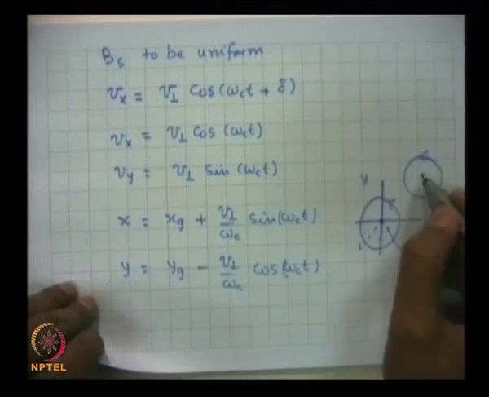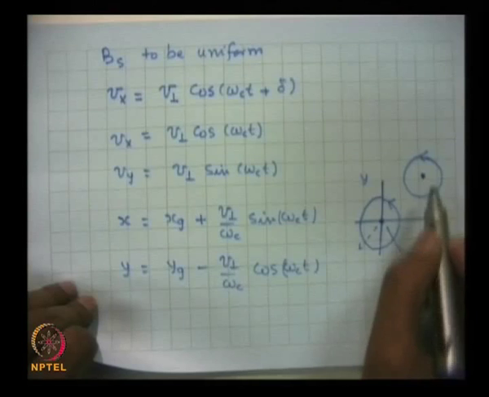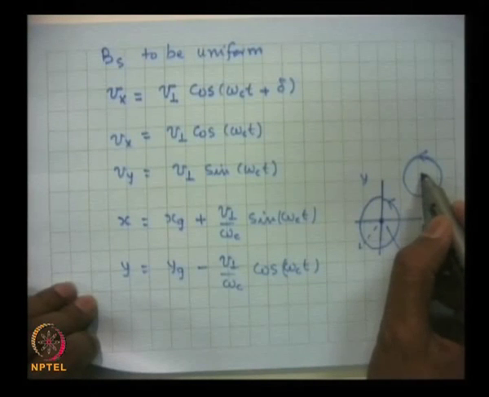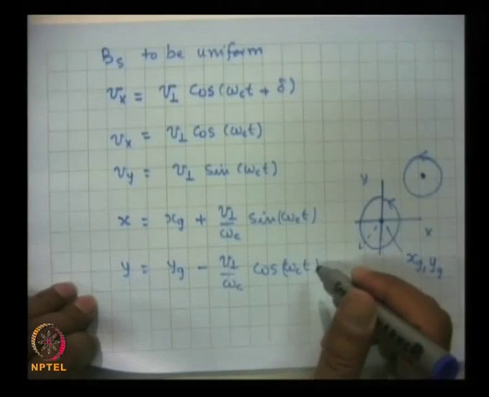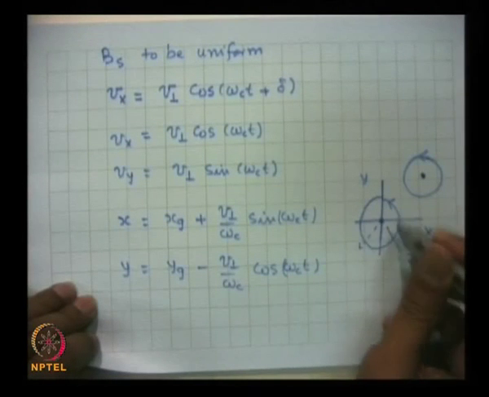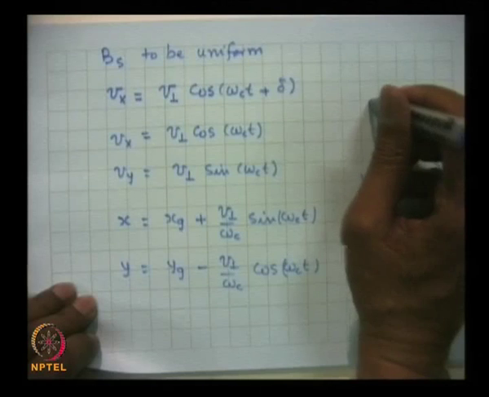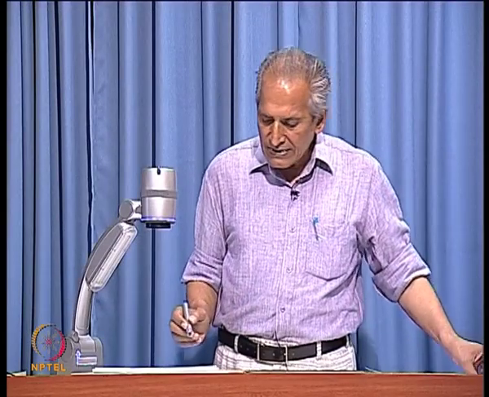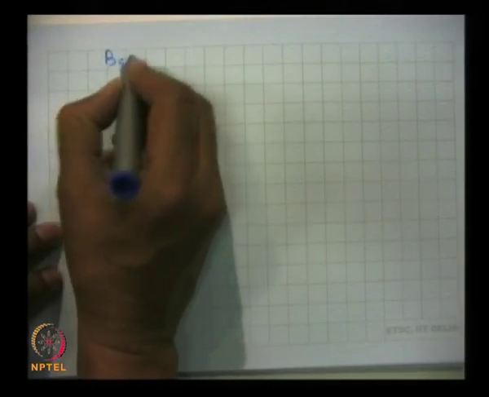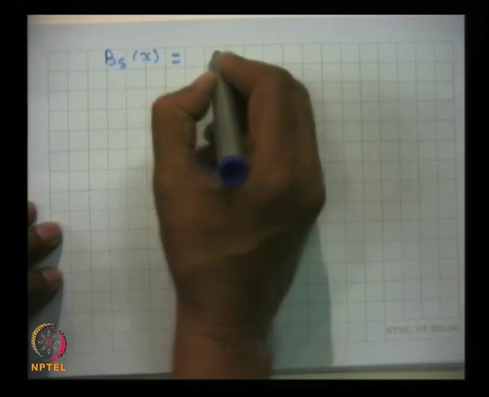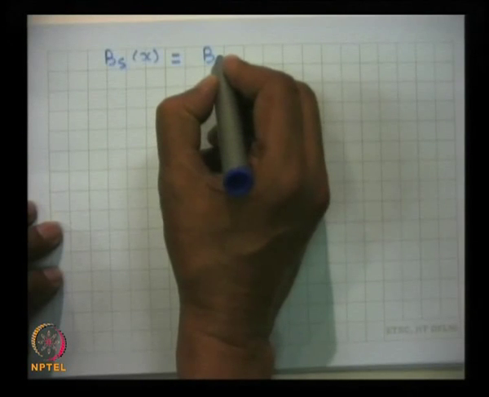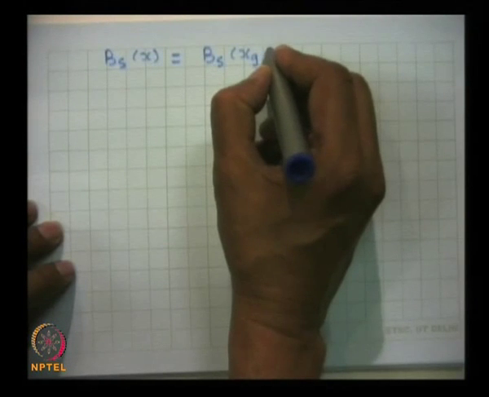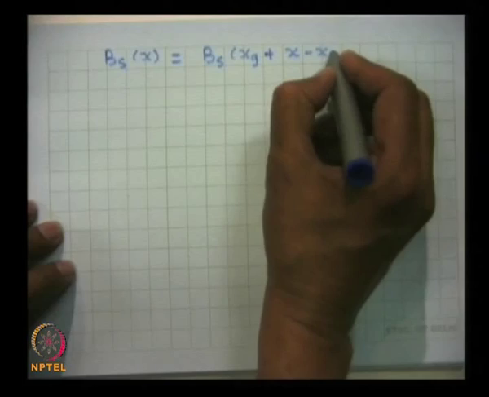My point is that if I expand my magnetic field around the guiding center, because this is the region where the magnetic field is relevant. If the electron is rotating here, then the magnetic field in the vicinity of this electron orbit is important. If it is rotating here, then the magnetic field value at this point is important. But we say that we will permit Bs to have an x dependence and expand this about the guiding center. So, Bs at x can be written as Bs at guiding center xg plus x minus xg.